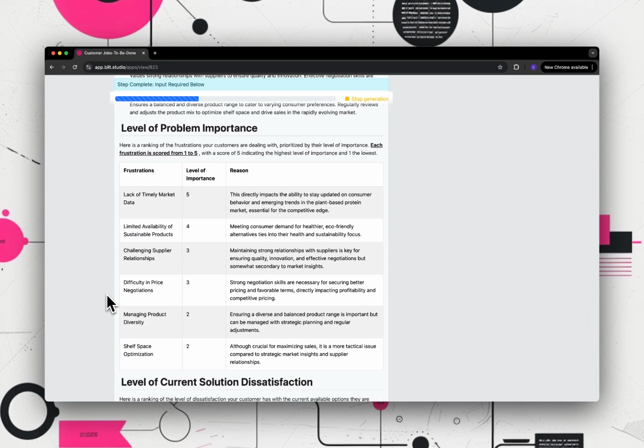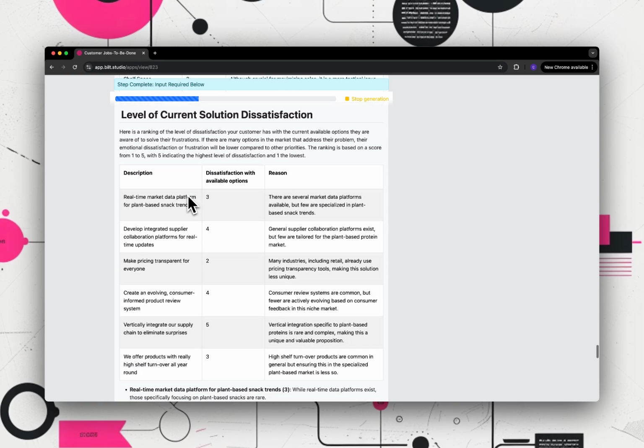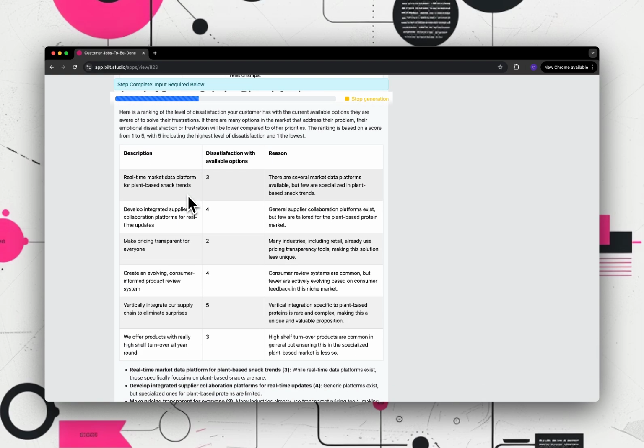The next thing it's going to overview is the level of importance for each of these problems, because not every problem is made equal. So this is on that 1 to 5 scale. The lack of timely market data seems to be of the most importance. The other grades that we're going to get are going to be the level of dissatisfaction that they have with the products out there. And here's a good example.